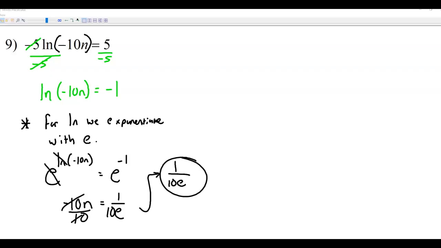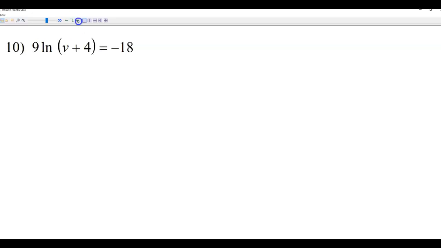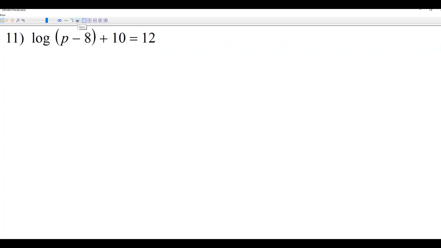In case you guys forgot, this is just a little side note, but e is approximately equal to 2.71. It's just a number, it's not a variable, but we leave it as a letter, even though it does represent a number. It's a lot like pi in that way. All right, so here's one for you guys. Go ahead and try number 10, and we'll move on to number 11.